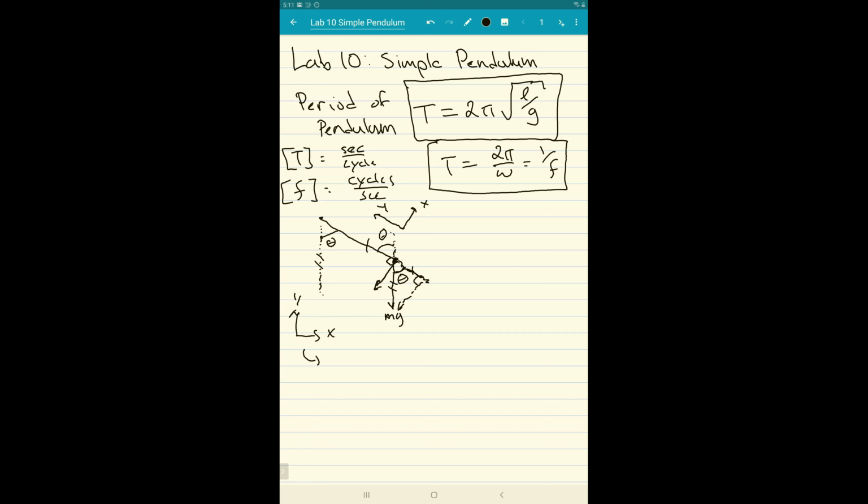So for this triangle, if I did some right triangle trig, I'd find that sine of theta is equal to opposite over hypotenuse. So that's going to be this side here, which I'll just call F restoring, over the mg. So the restoring force in this case is equal to mg sine theta.